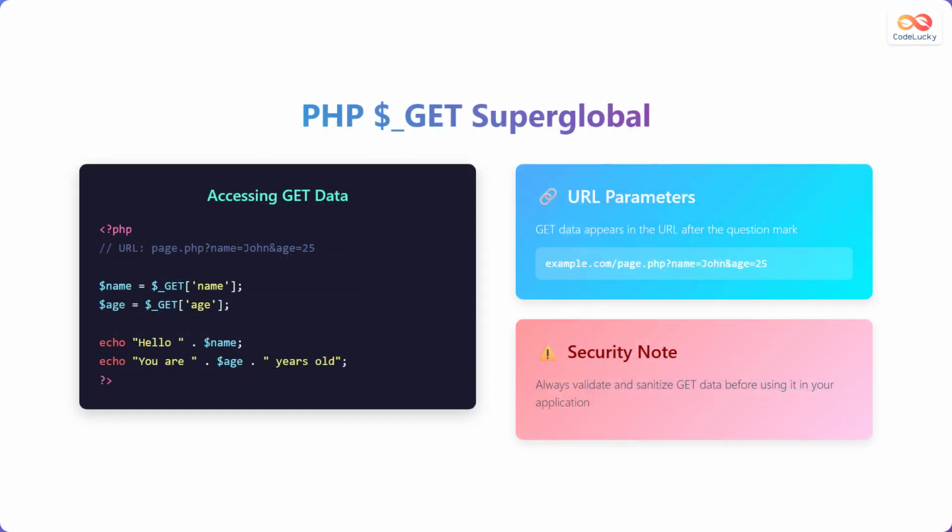Next, let's explore the $_GET superglobal in PHP. This superglobal allows you to access the data sent via the get method in the URL. For instance, consider the URL page.php?name=John&age=25. In PHP, you can retrieve the name and age values using $_GET['name'] and $_GET['age']. Always remember to validate and sanitize any data obtained through get before using it in your application.